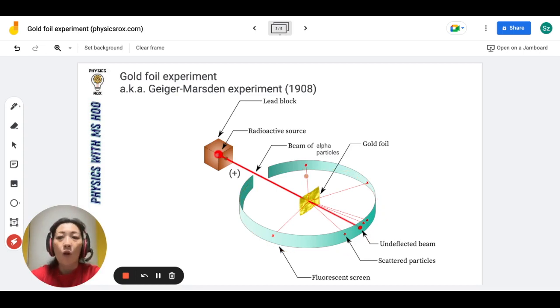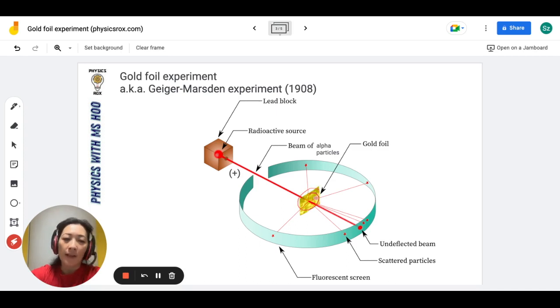So first of all, when they did this experiment, they didn't put a gold foil in there. Without the gold foil, they directed the radiation, and they found that all of the radiation is detected on this side in a straight line. None were detected on the other parts of the fluorescent screen. That means that the radiation of alpha particles travels in a straight line only.